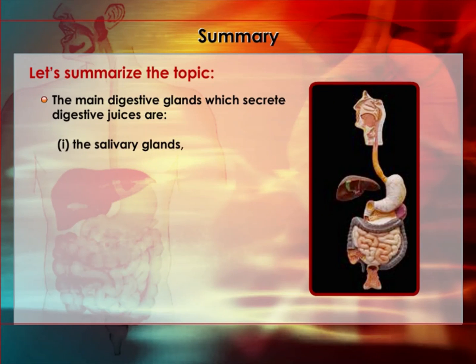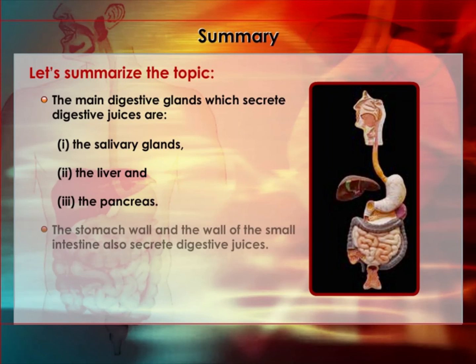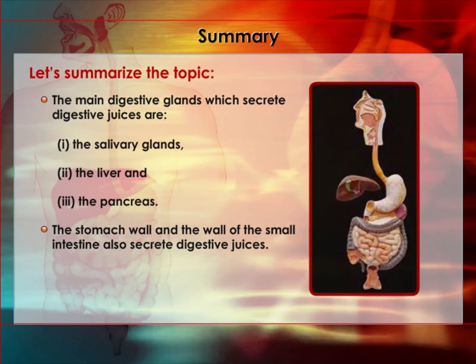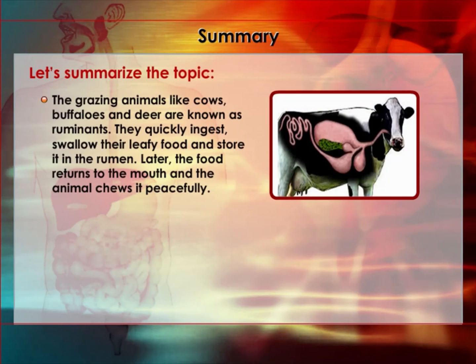The salivary glands, 2. The liver, and 3. The pancreas. The stomach wall and the wall of the small intestine also secrete digestive juices. The grazing animals like cows, buffaloes, and deer are known as ruminants. They quickly ingest, swallow their leafy food, and store it in the rumen. Later, the food returns to the mouth and the animal chews it peacefully.